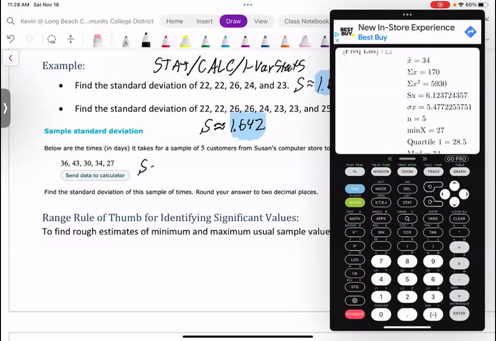So S in this case is about 6.1237 is what I'm getting. Not too bad, I think.